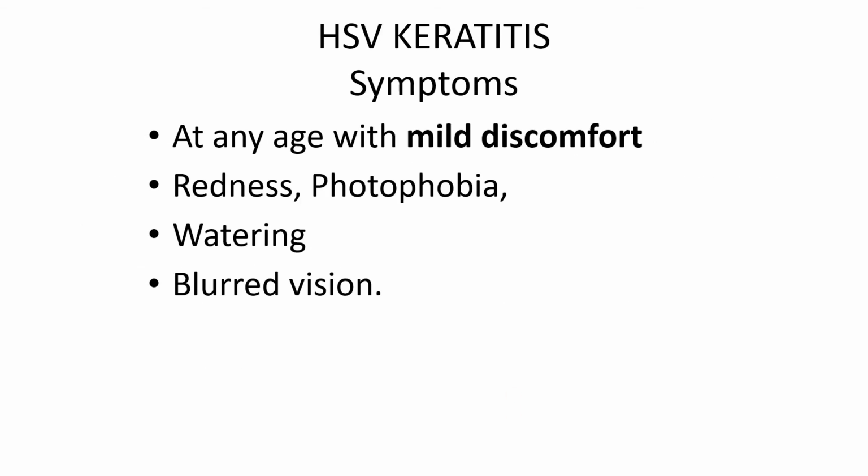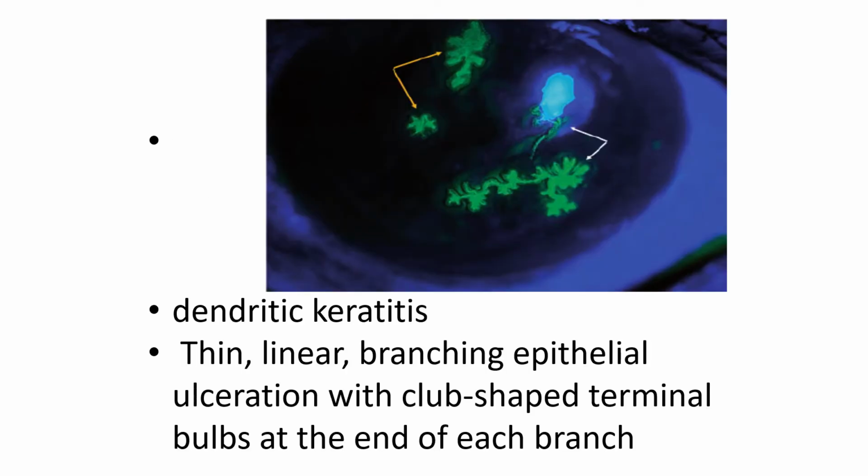Now come again to herpes simplex keratitis. What are the symptoms? You can see herpes simplex keratitis at any age. The patient can present with mild discomfort, redness, photophobia, watering or mild vision blurring. In these pictures, you can see dendritic keratitis. These are thin linear branching epithelial ulcerations with club-shaped terminal bulbs at the end of each branch. You can see these are branching ulcers with terminal bulbs at the ends of these branches.